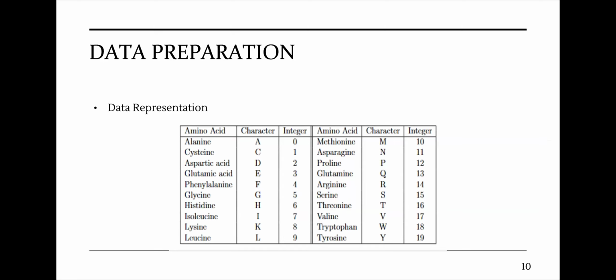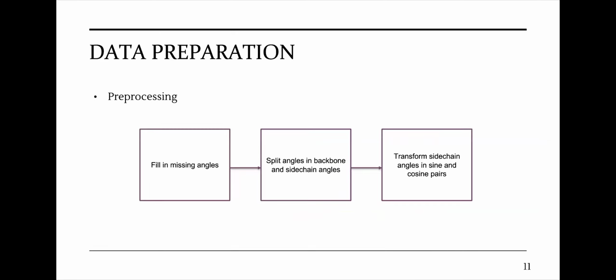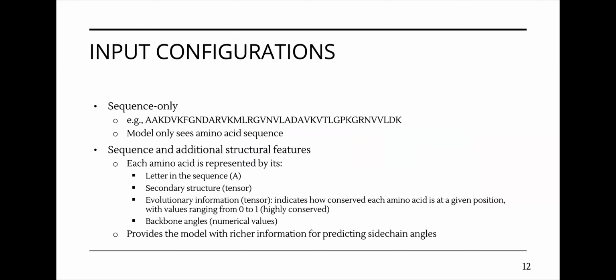Each amino acid was tokenized into integer values. For example, alanine was mapped to 0 and cysteine to 1, so that the model can understand and process the sequence. To handle the missing angles, NaN values are replaced with 0.0. The tensor of angles was split into backbone and side chain angles. The side chain angles were trigonometrically transformed into sine and cosine representations, so that instead of directly predicting the angles, the model predicts the sine and cosine of each angle to avoid dealing with the wraparound at 360 degrees.